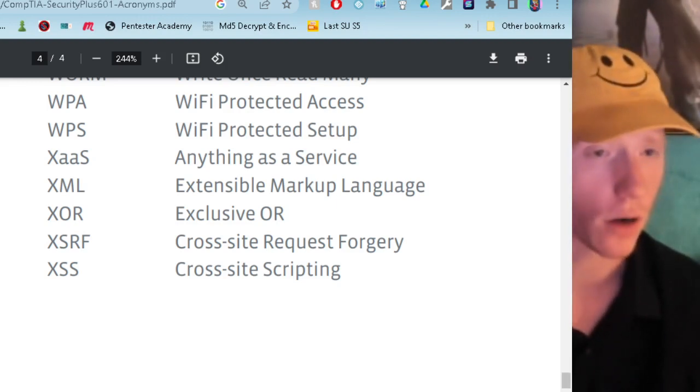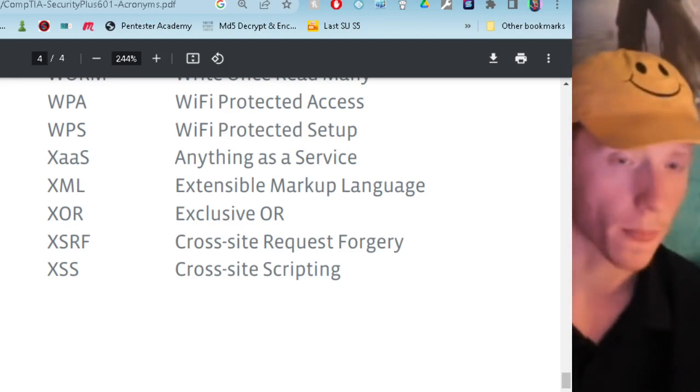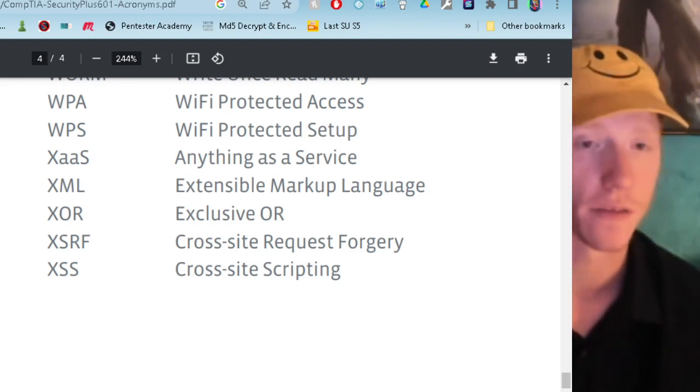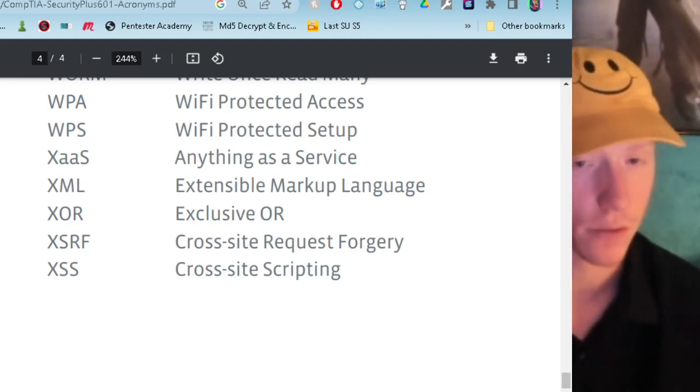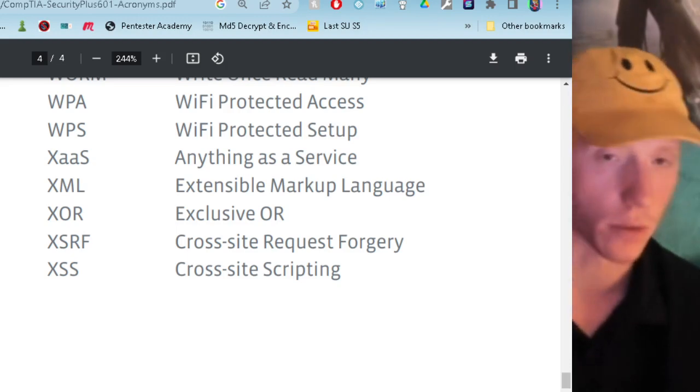The XSRF is cross-site request forgery, and I think we also had that as CSRF. XSS is cross-site scripting. So yeah, now just to find out what all that means, and you'll have a good chance of passing the certification test after you pay $300 to attempt it.